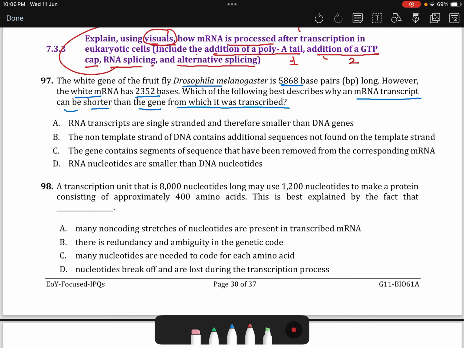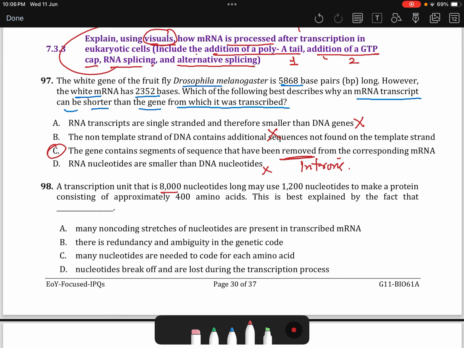RNA transcripts are single-stranded, therefore smaller. No. The non-template strand of the DNA contains additional sequence. No. The gene contains segments of the sequence that have been removed. Who is removed? Introns, right? Yes. The RNA nucleotides are smaller than the DNA nucleotides. No, it's not about the nucleotides.